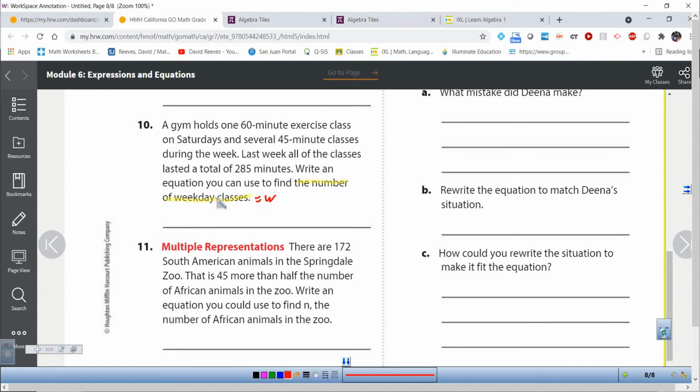Okay, so here we go. So we have that 60-minute class that is occurring only once, our one-time thing here. Plus, the reoccurring thing is 45-minute classes, and there are W of those. The number of weekday classes is W, and then our total is 285. All right, so see how that works again. It's the same thing over and over again. A one-time occurrence, a reoccurring occurrence that gets the variable, and then a total or a balance. Okay, and by the way, to solve this, we would subtract 60 and then divide by 45.